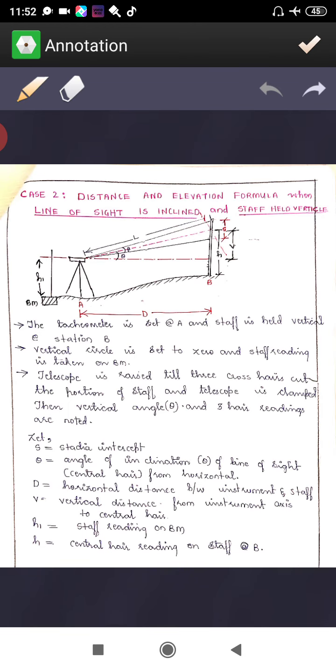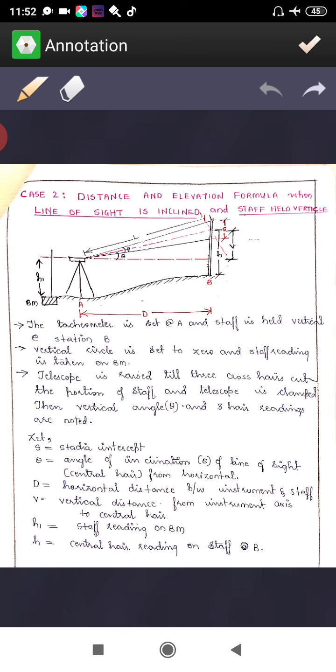Okay, so the things that will be there, I am going to read. The tacheometer is set at A and the staff held at station B. The vertical circle is set to 0 0 and the staff reading is taken on the benchmark. First you have to take the benchmark reading. You have to make a 0 0 reading, your telescope will be like this. Then take a benchmark reading, you are going to get H1.